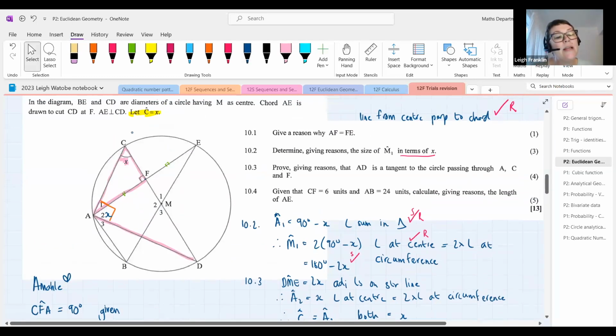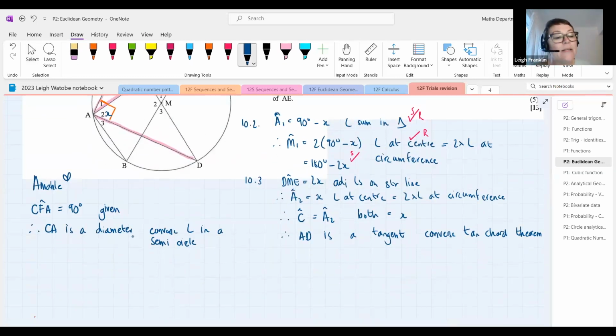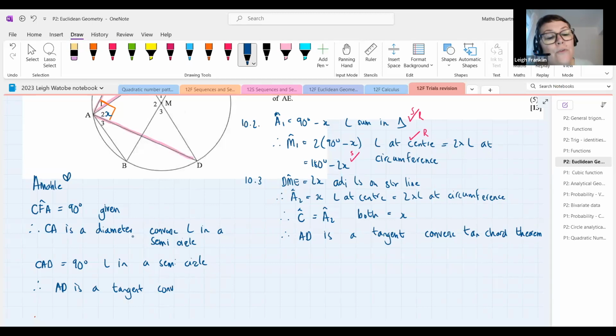Then we're going to state that CAD equals 90 degrees, angle in a semicircle. Therefore, AD is a tangent, converse diameter perpendicular to tangent. So that's what we need to do.